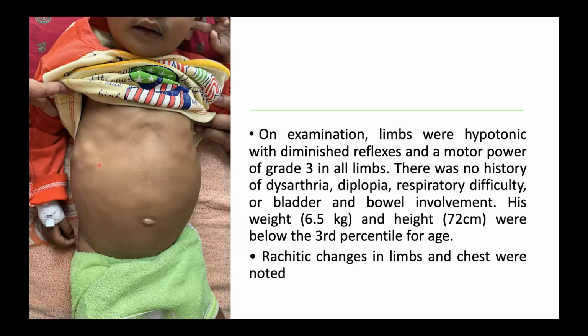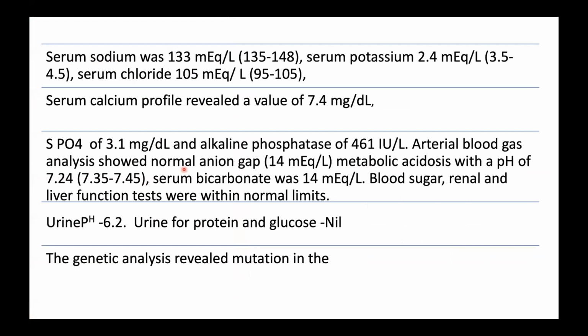His blood report shows normal anion gap metabolic acidosis, with sodium in the lower range, that is 133 milliequivalent per liter, hypokalemia, normal serum chloride, and serum calcium revealed hypocalcemia of 7.4 milligram per dl. His urine pH is more than 5.5, and urine for protein and glucose is almost nil. So what could be the diagnosis? Is it proximal RTA or distal RTA?